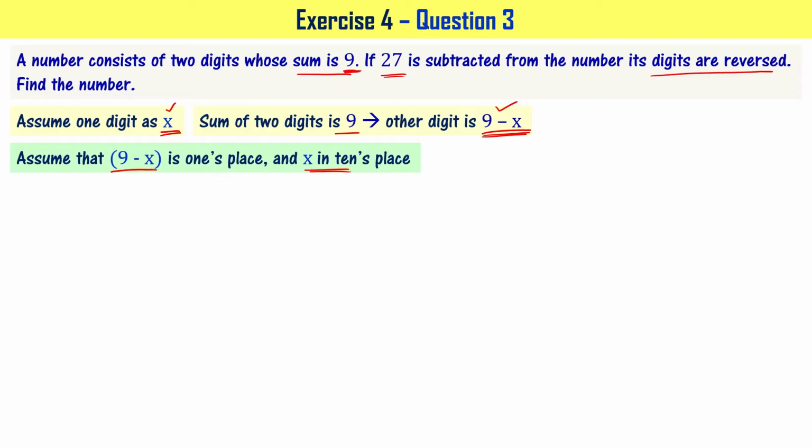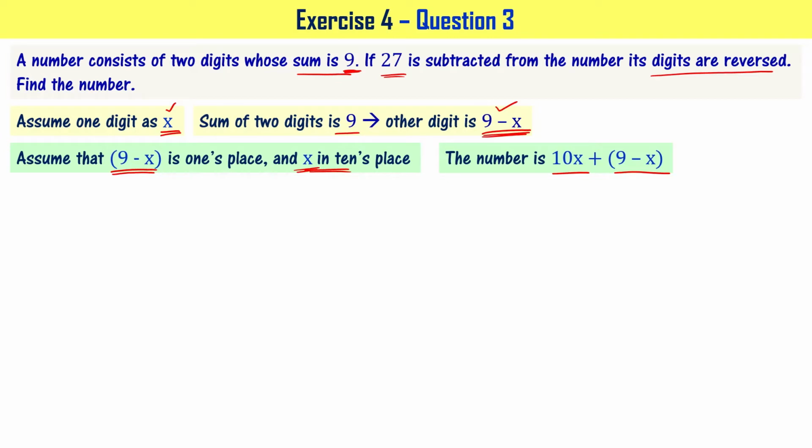If x is in tens place, its value is going to be 10x. Since 9 minus x is in one's place, its value is 9 minus x only. So the number is going to be 10 times x, because that is the value of x, plus 9 minus x. Now the given number is 10x plus 9 minus x.